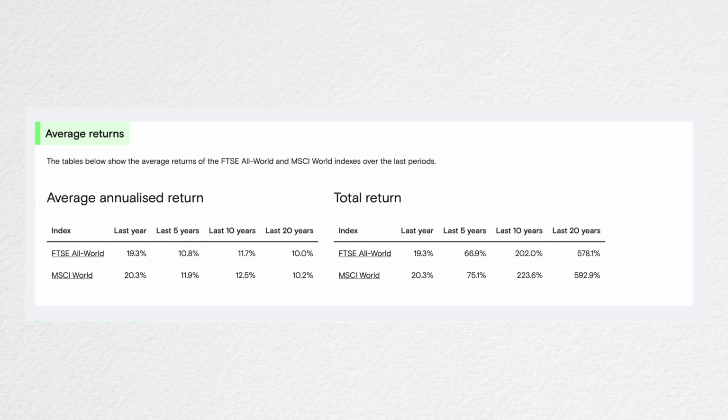When comparing returns for the indexes, because developed markets have outperformed emerging markets in recent years, the MSCI World Index has outperformed the FTSE All World Index. Over the last 10 years, the FTSE All World Index has an annualized return of 11.7%, whereas the MSCI World Index has an annualized return of 12.5%. Over the last 20 years, it is a lot closer, with FTSE being 10% and MSCI being 10.2%. Just for reference, those performance figures are based on if you hold your investment in GBP.